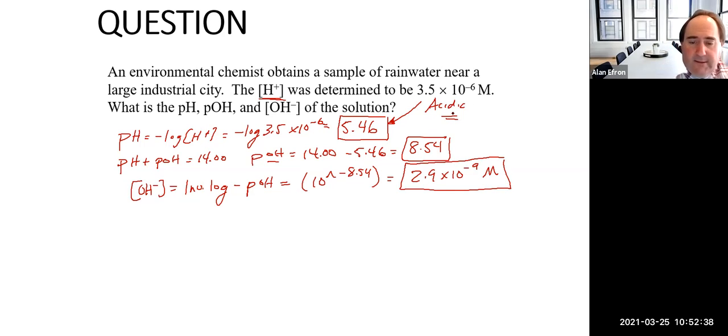Any questions on any of those calculations, how to calculate H plus, OH minus, pH, pOH? Obviously, you need to be able to do all of those things. And again, remember, only one answer in terms of acidic, basic, or neutral. Don't list them all. Any questions on that?